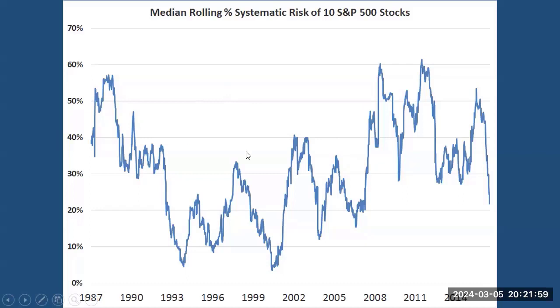Everybody understand this chart? Now, anybody know how I calculated systematic risk? Anybody remember that? I think I mentioned it in a previous class. So if you have your weekly returns of your stock and the weekly returns of the S&P 500, how would you calculate the percentage that is systematic risk? It's a real easy calculation if that helps you.